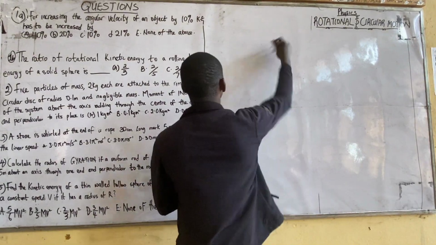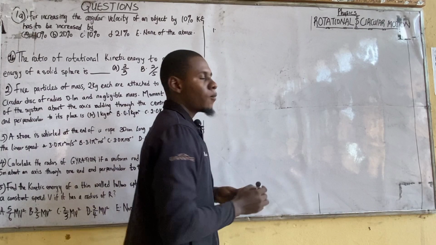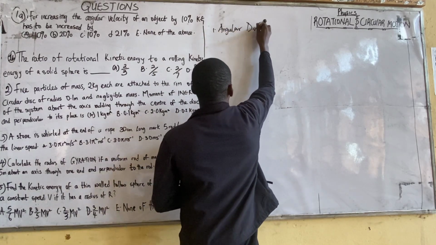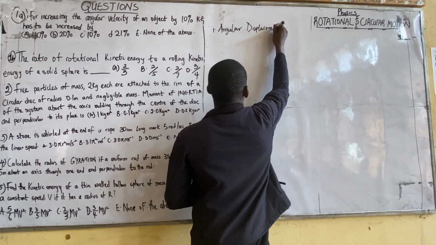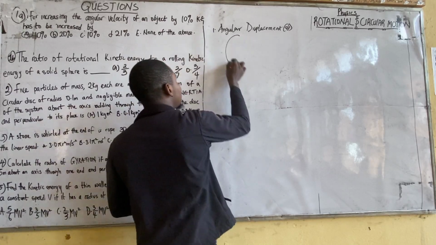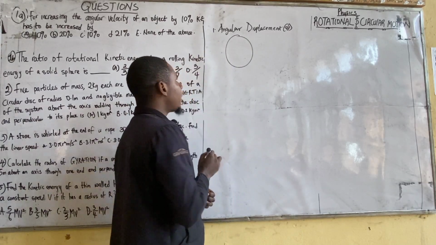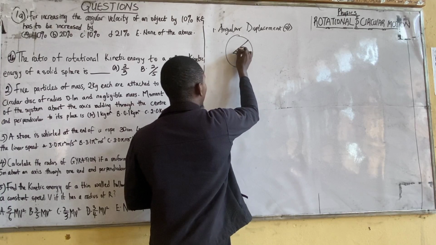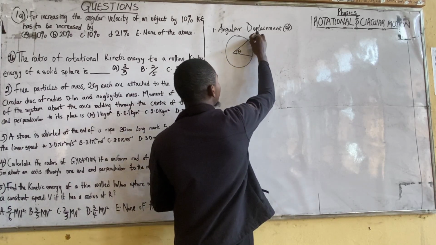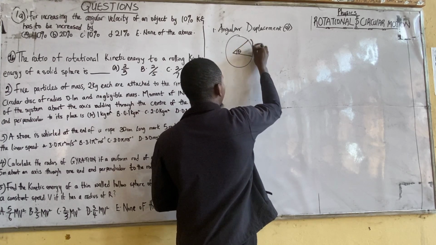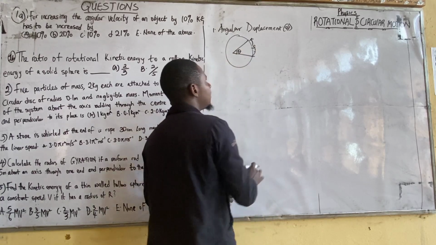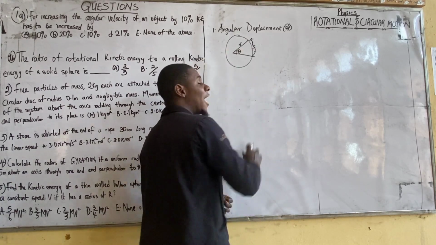First is what we call angular displacement, theta. Let's say we have a circle, an arc attached to an angle theta, which has gone towards a surface represented with the letter S. This is the distance, and this is the radius of the arc.